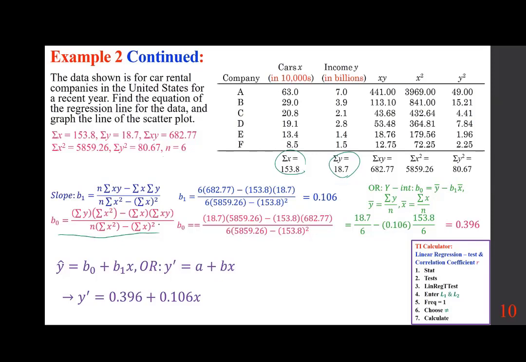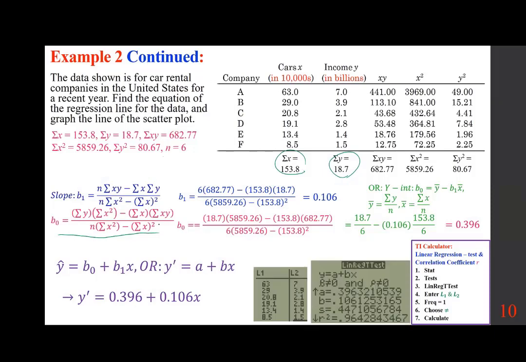Now, using a calculator, we put the information in L1 and L2. We do the regression here, and we have the values for A and B. Okay, so notice the value for A, notice the value for B, and that's what we did with a hand calculation. You could do it either way.